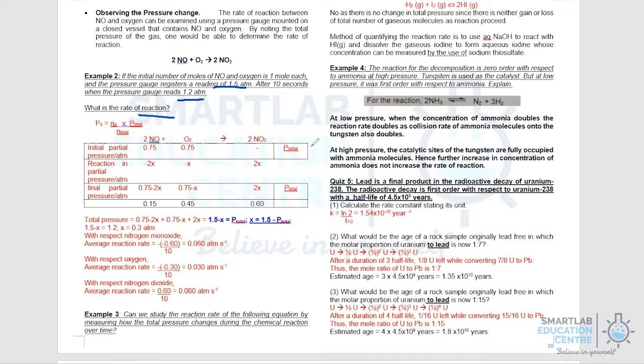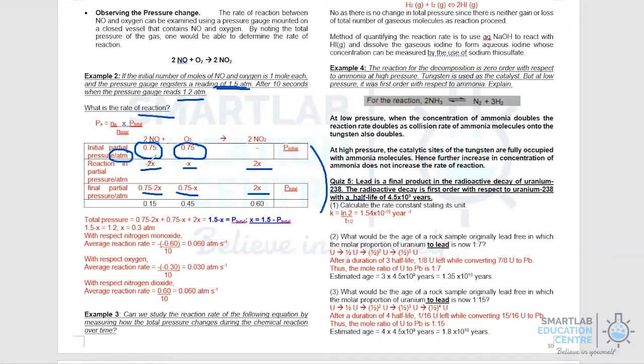To do that, the first thing we need is an ICE table. So to do the ICE table, we express them in terms of partial pressure. The partial pressure of your NO is half multiplied by the total pressure of 1.5, so we start off with 0.75. Similarly, for oxygen, it's also half times 1.5. Thereafter, the reaction takes place. We do not know what the amount is.